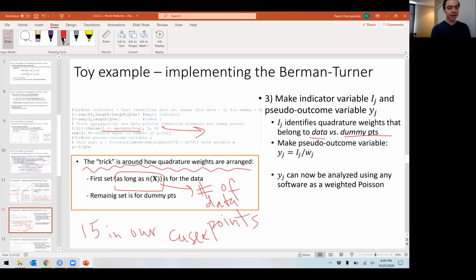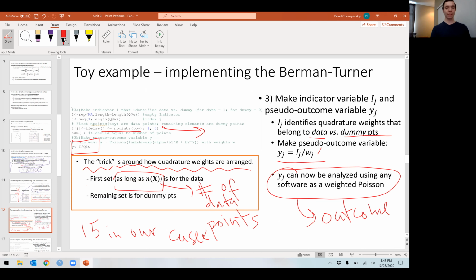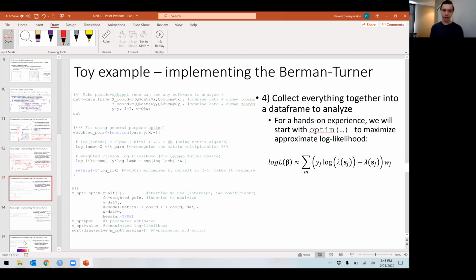Finally, we just divide, and R makes it easy for us. I take my indicator variable, divide by quadrature weights, and now treat this as my outcome, my pseudo outcome. All right, that's the Berman-Turner device. Let's implement it in R. I'm going to collect this all in a data frame.